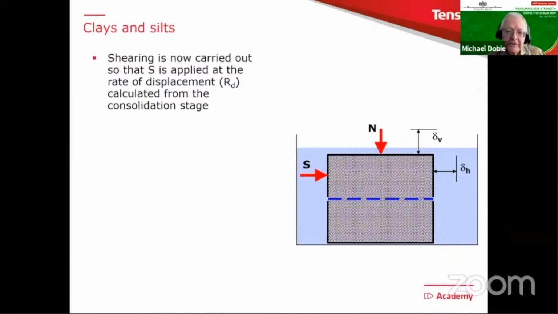Anyhow, having calculated that rate of shearing, RD, or the rate of displacement, RD, we then apply the shear force and the rate of movement of the shear blocks. It's a displacement control test, will be given by RD, calculated from the consolidation stage. So that's the shearing stage of the test.